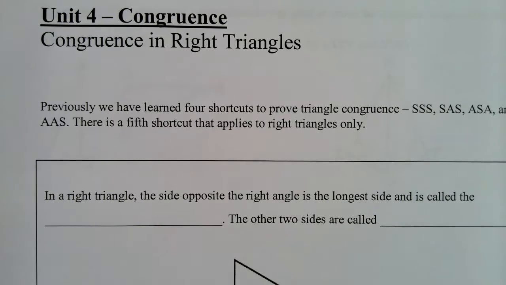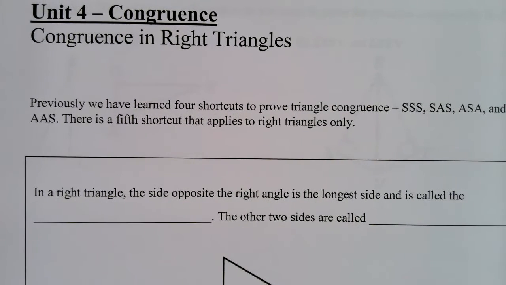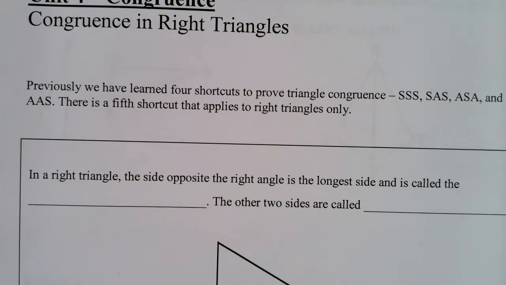Okay, this is the next lesson in Geometry, Unit 4, Congruence. Today we're doing a lesson called Congruence in Right Triangles. Everything for today is focused purely on right triangles. Previously we have learned 4 shortcuts to prove triangle congruence: side, side, side; side, angle, side; angle, side, angle; and angle, angle, side. There is a 5th shortcut that applies to right triangles only.